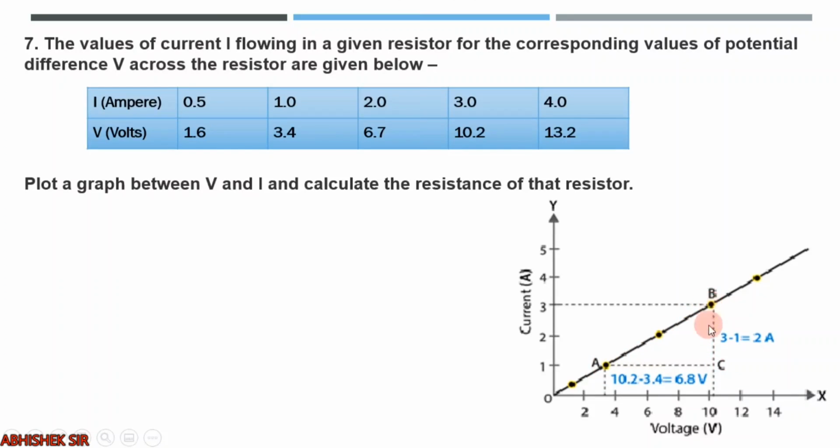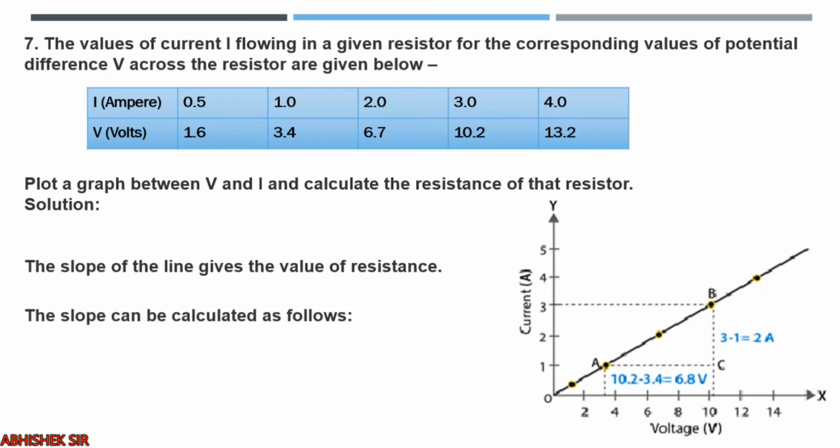So for finding the slope we just have to complete the triangle, right? So we have drawn parallel lines, perpendicular lines A, B and C completing the triangle. Now the slope of this line will give the value of resistance. How is the slope calculated? So it is AC, this is AC, that is the voltage, upon current.